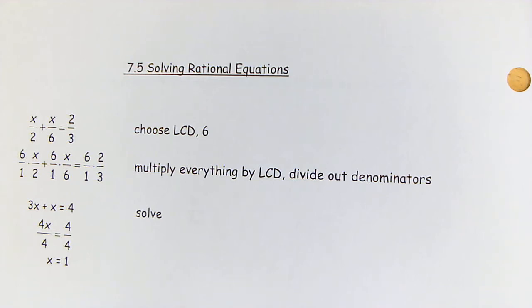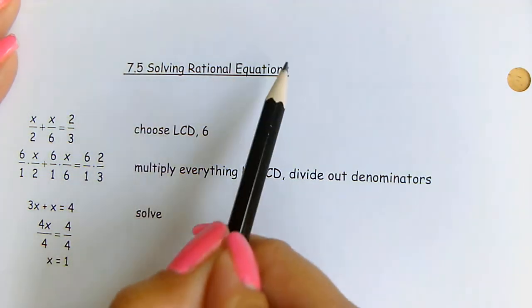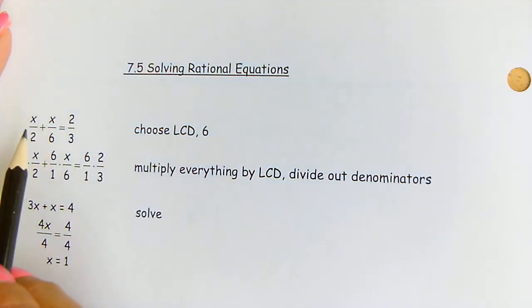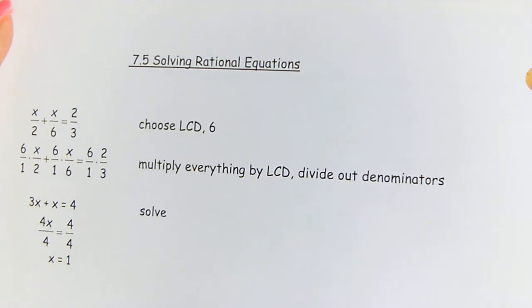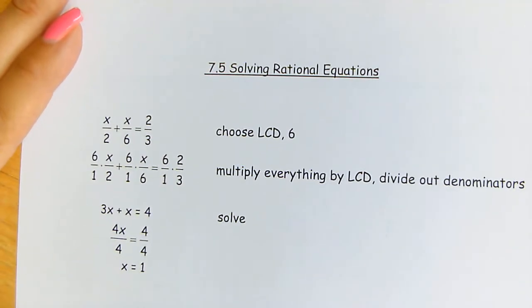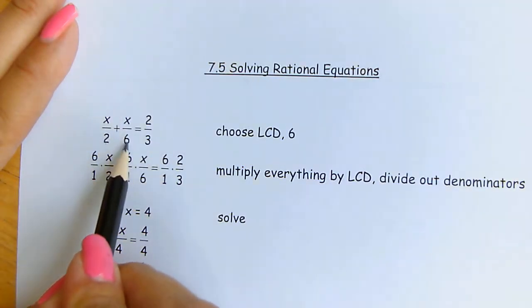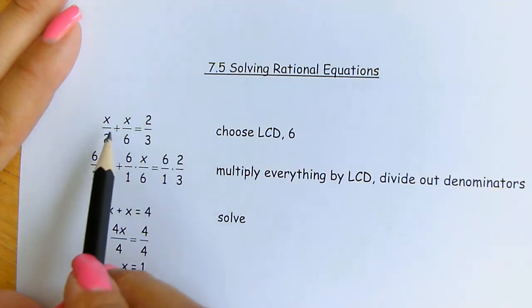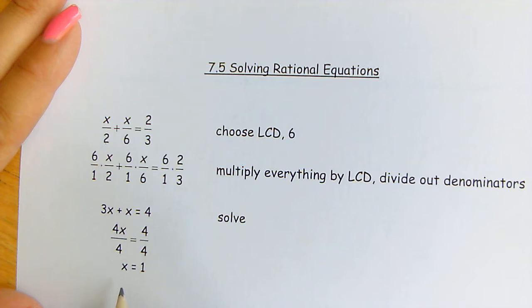7.5, we're going to be solving rational equations. Solving equations with rational expressions or fractions. So here we have three fractions. Denominators are 2, 6, and 3. So we're still going to be using the lowest common denominator to clear our fractions and then solve.